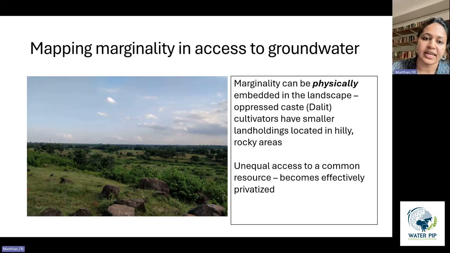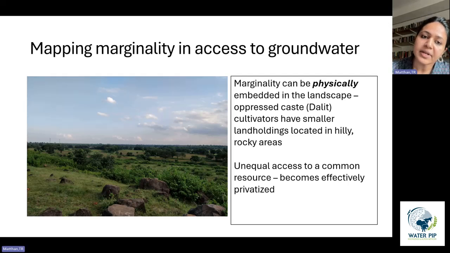And it was often the case that oppressed caste or Dalit cultivators would have smaller land holdings, but also land holdings that are located in these hilly, rocky areas, right? And you can see a little bit of this in the photograph in front of you, where you see that these hilly, rocky areas are much less likely to have access to plentiful groundwater as compared to the valleys, right? So even though groundwater creates some kinds of inequalities in terms of the potential to access it, what we actually see is that marginality is quite literally embedded in the landscape in terms of unequal access.